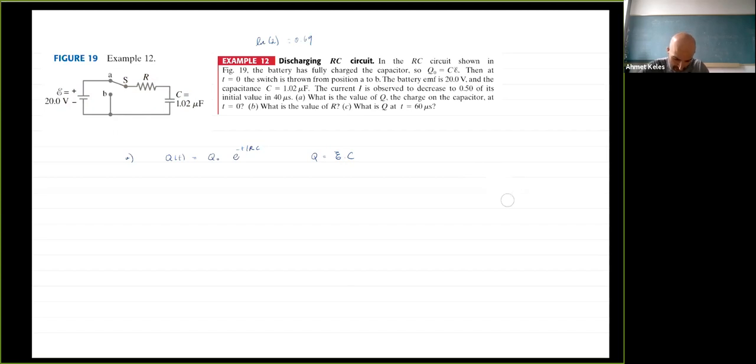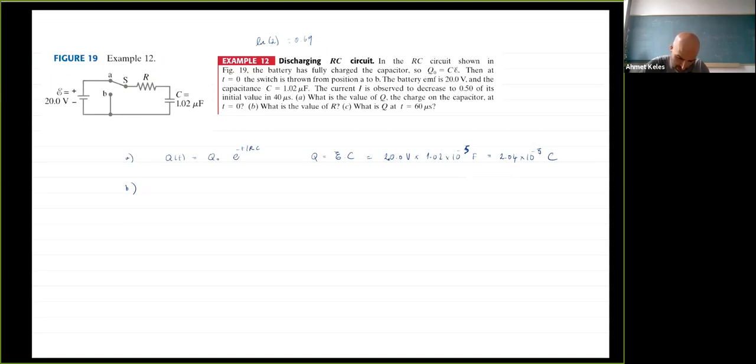So what is the value of Q, the charge on the capacitor at T equal to 0? Let's calculate this. This is 20.0 volts times the capacitance, 1.02 times 10 to the minus 6 farad. And this is going to be equal to 2.04 times 10 to the minus 5 coulomb. So what's the value of R in B?